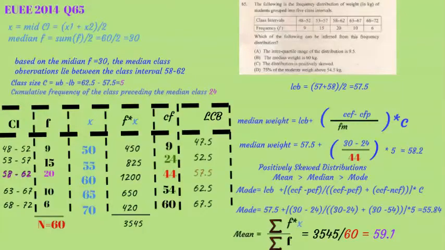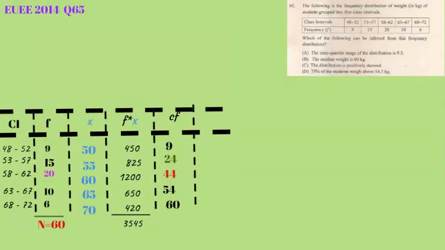But let's see the rest of them too. Next, we'll try to show you why A and D are not the answers. So let's start from A, the interquartile range of the distribution. It says it should be 9.5, but it's not 9.5, and we'll show you why it's not.